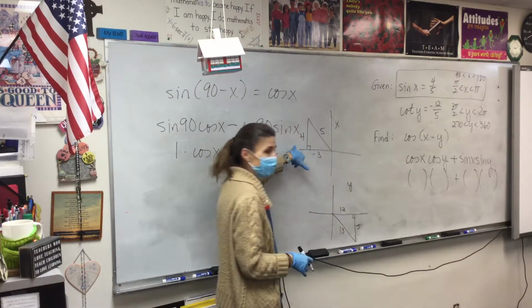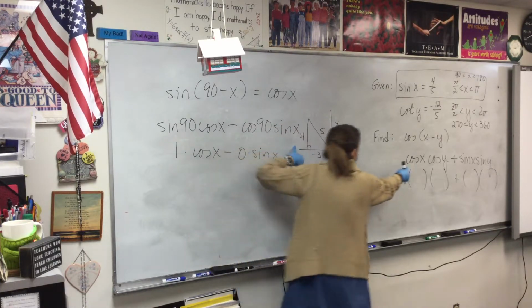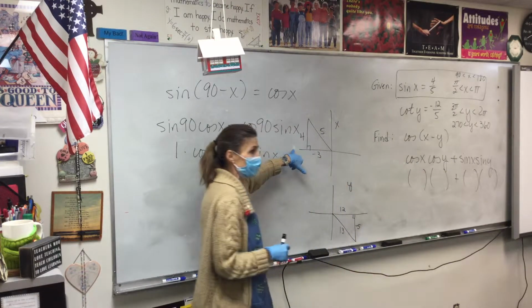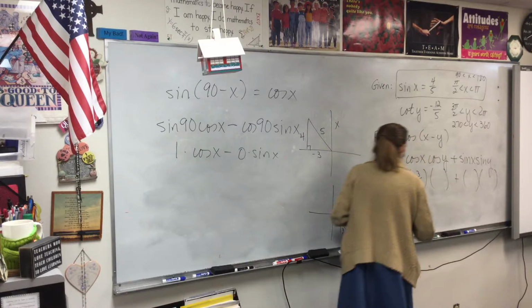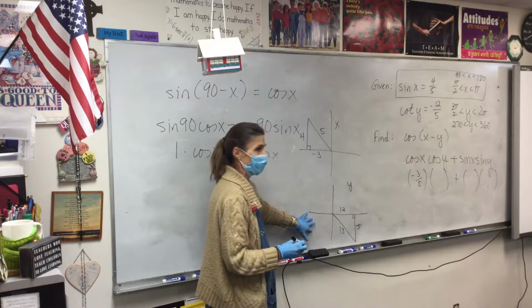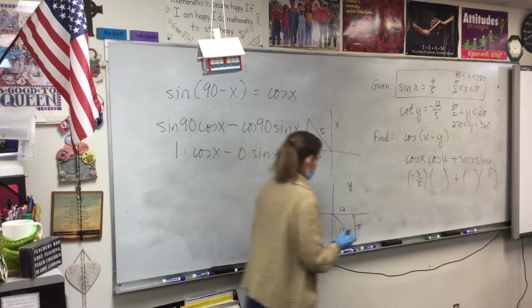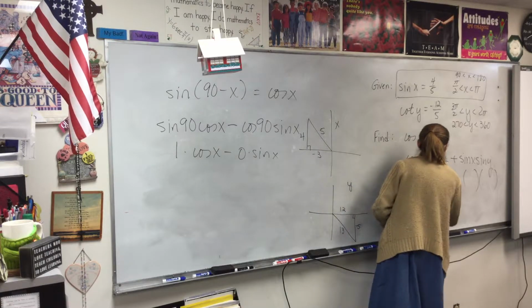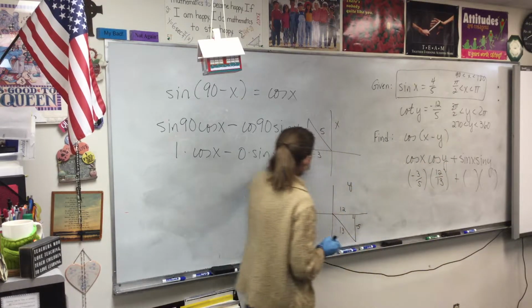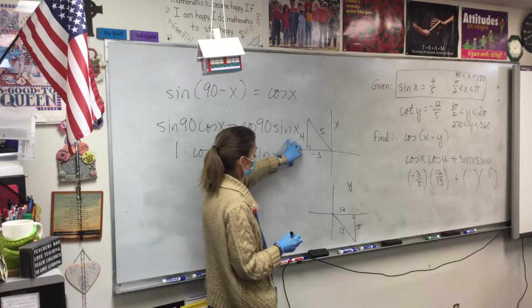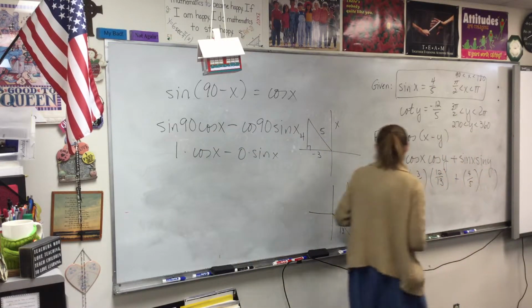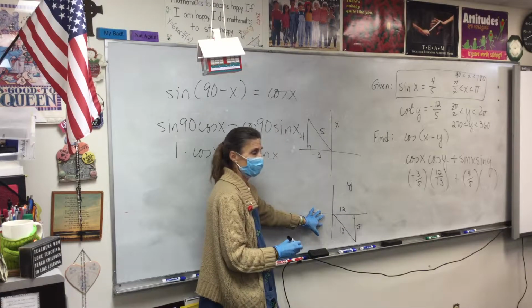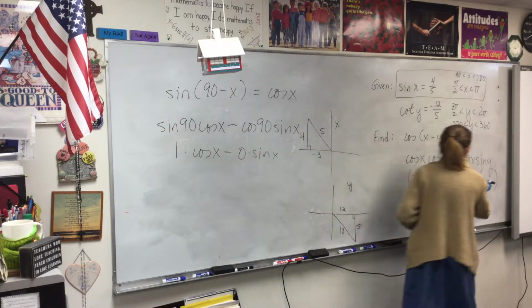So what's the cosine of x? I need the cosine of x. What's the cosine of x? -3/5. What's the cosine of y? 12/13. What's the sine of x? 4/5. And the sine of y? -5/13.